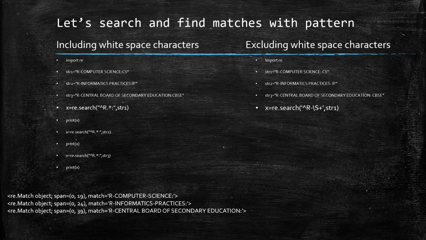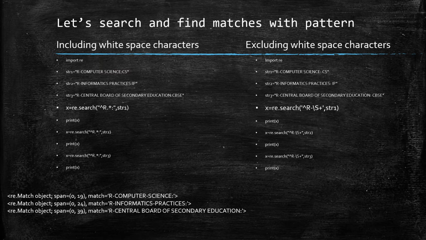Backslash capital S we just saw in the previous slide. It means exclude the white space characters. And then I am using plus. Plus means that I can have one or more characters which are non-white space. Correct? And I am going to find this pattern in str1, and then print X. In the same way, I am going to apply the same search pattern in str2, print X, then str3, print X.